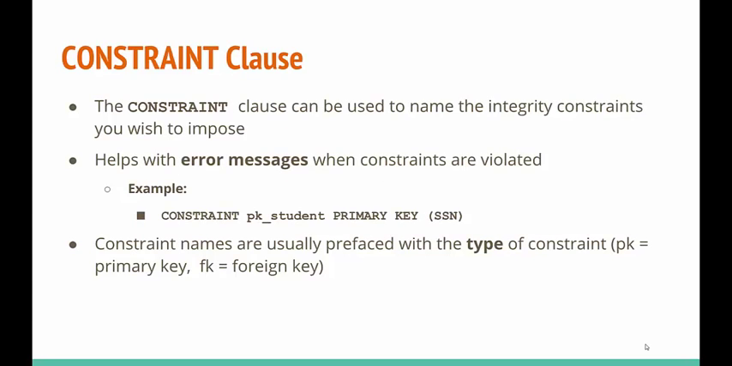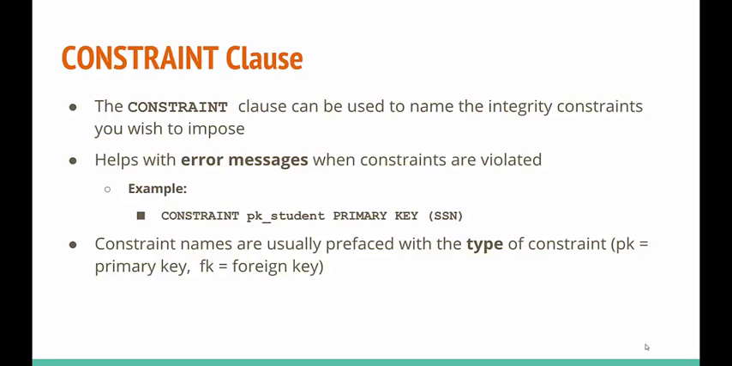In the create table statement, we can also specify constraints. Now we're just going to get a glimpse of some basic ones here. There are many different variations we can use. The constraint clause is how we actually use the create table statement to name our integrity constraints. It's often helpful to name integrity constraints because it makes them easier later on if we need to modify or eliminate them. It also helps with error messages when the constraints are violated.